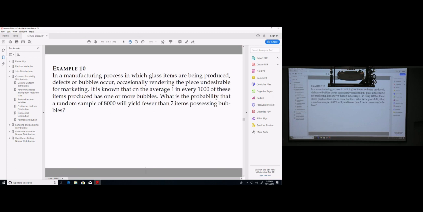So in a manufacturing process in which glass items are being produced, defects or bubbles occur, occasionally rendering the piece undesirable for marketing. It is known that on the average 1 out of 1,000 of these items. So again, the probability of success is really small, so we are in the good setting for Poisson approximation. What is the probability that a random sample of 8,000 will yield fewer than 7 items possessing bubbles?